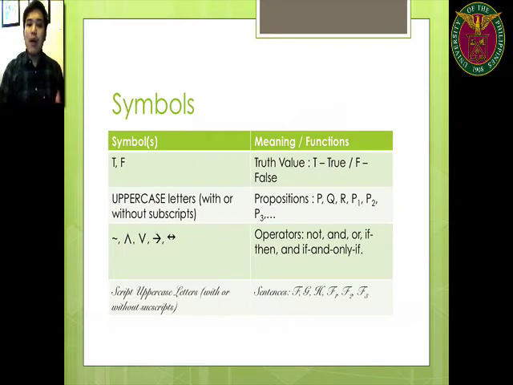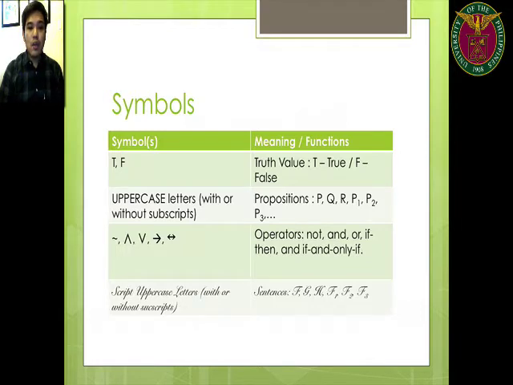All throughout this module, we will be dealing with a lot of symbols. So now we will be defining these symbols so that in the future you will be able to reference them here. The first is T and F, which stand for true and false, respectively. They are the truth values of a certain proposition or a certain set of propositions.